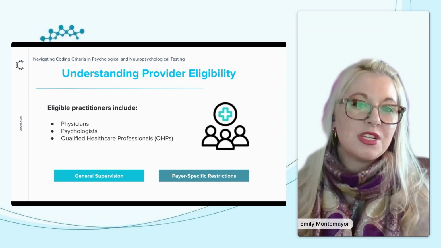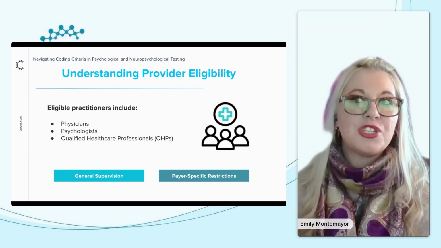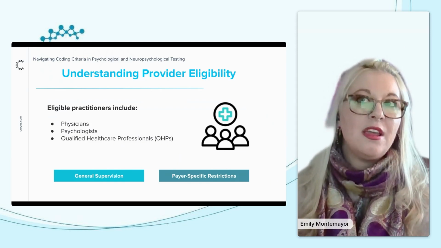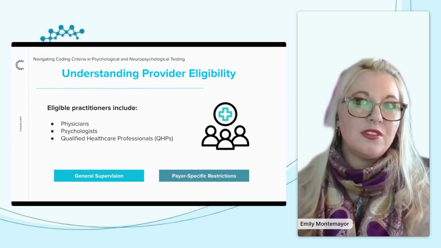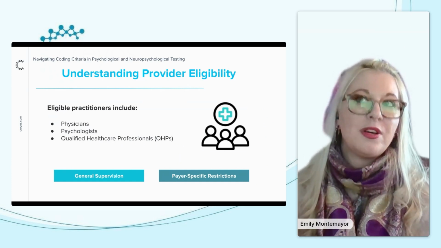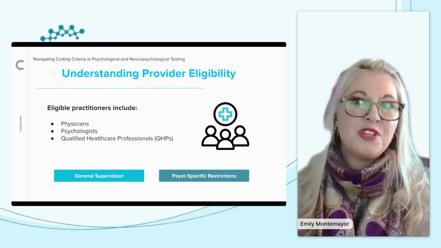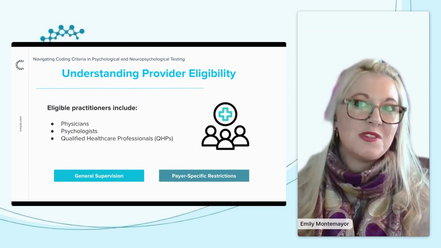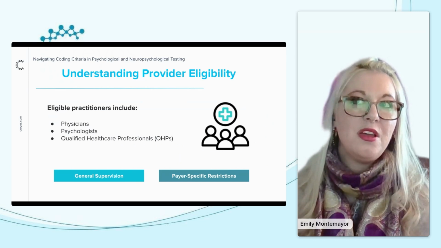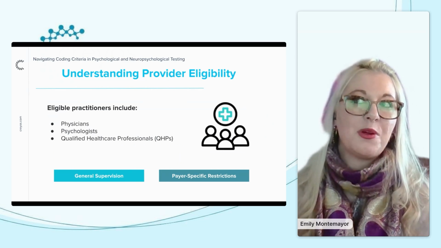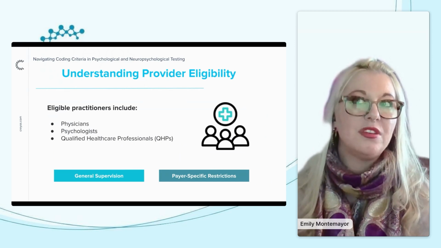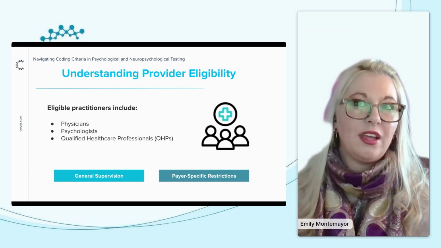However, clear documentation is critical. The medical records should specify when general supervision is applied, providing transparency and avoiding potential payer denials. It's also important to consider that payer policies will vary. While CMS allows flexibility, individual payers may impose additional restrictions on which providers can bill for CPT 96130 and 96132. For example, some private payers may require a higher level of supervision or limit billing to a specific credential, even if CMS guidelines are more lenient.